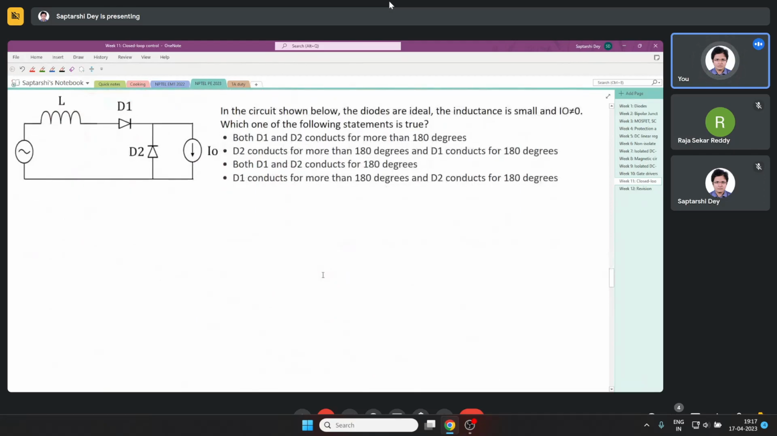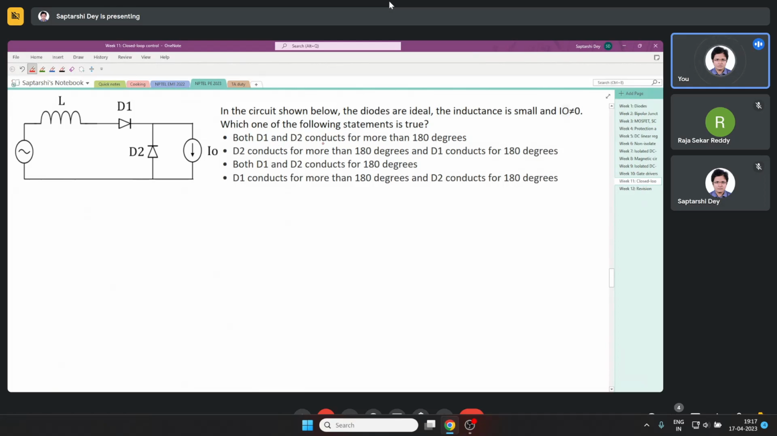All right, this question is a bit interesting. In the circuit shown below, the diodes are ideal, inductance is small, and output current is non-zero. And the direction of the output current, what they have given here, it must be positive also, right? Current source cannot be open circuited, so it must be positive. Now, which one of the following statements is true?